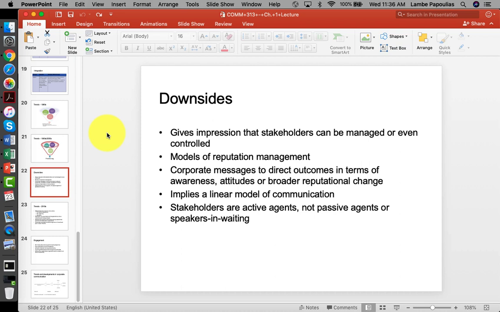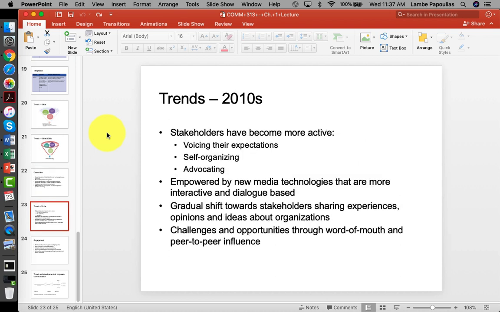You want a circular model where you communicate to your stakeholders, they communicate back, you take what they say, you make revisions, and then you communicate back to them again. And it's a full circle. But some downsides are it implies a linear model of communication. And of course, another downside, stakeholders are active agents, not passive agents or speakers in waiting.